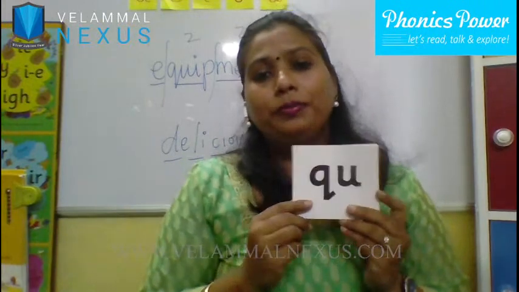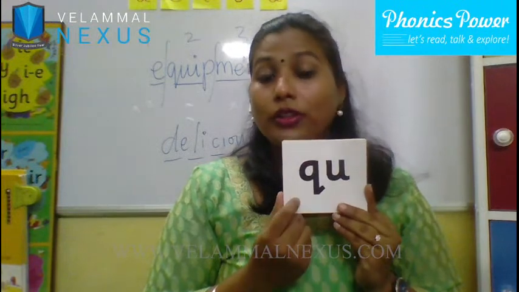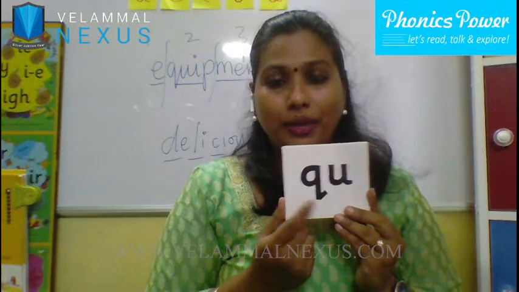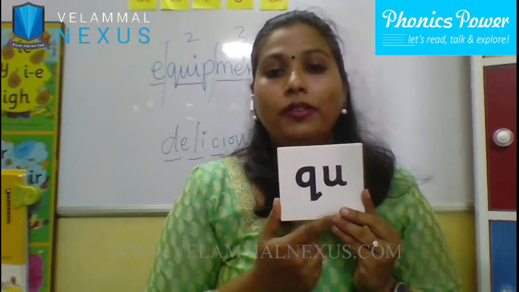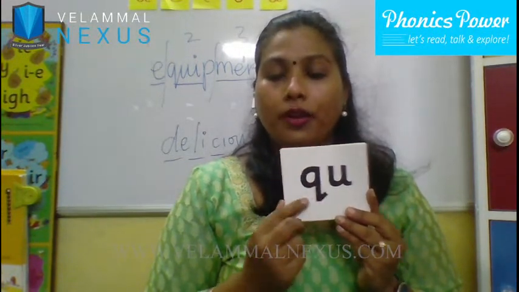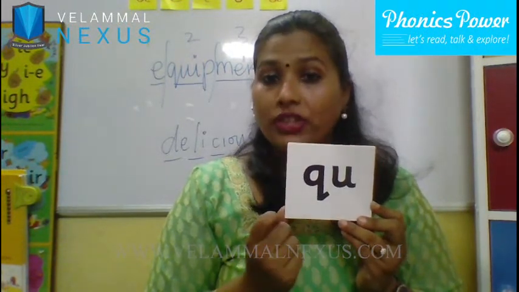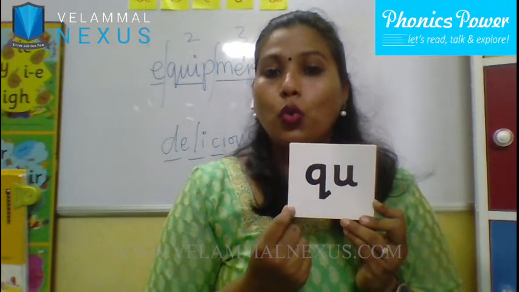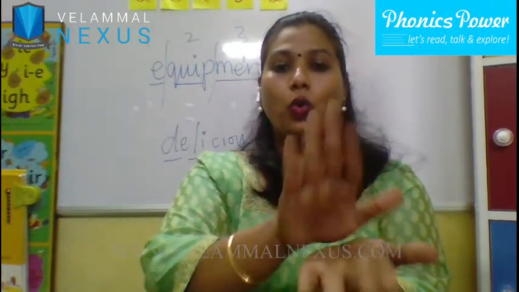Okay, so Q and U. You know that they always come together, right? Can you ever see them apart? At least for the letter Q, does it come alone? No, they're always together, and they say qua, qua, qua, like in the word queen, like in the word question, like in the word quiz. So it is qua, qua, and the action is with both your hands, like the quacking duck, qua, qua, qua.